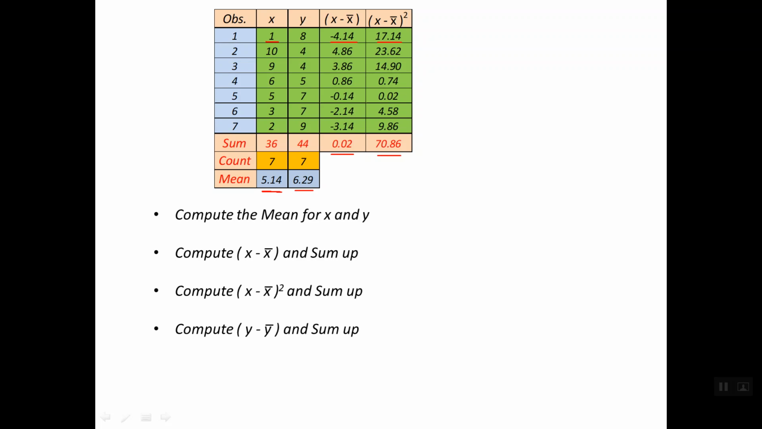The same we should do for the second variable y. First we need to compute y minus y bar and take the sum up. So this is y minus y bar. For example, for the first observation, y is equal to 8, while the mean for y is 6.29. So 8 minus 6.29 is simply 1.71. The same way for the rest, and this is the sum or the total.